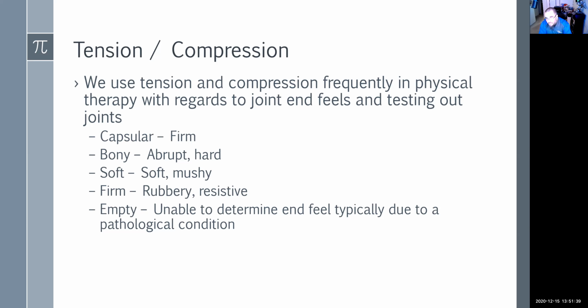And then empty. We have this empty end feel where, with a patient, you can't get to that end feel. A lot of times this is due to pain. So this is where you're moving the patient in shoulder flexion, and they're like, ow, ow, stop. Well, at that point, we don't know what the end feel actually feels like. So we call that an empty end feel.